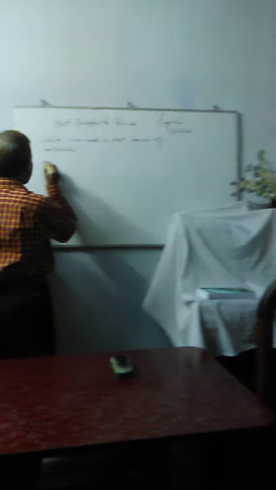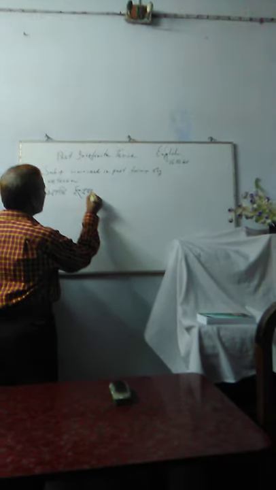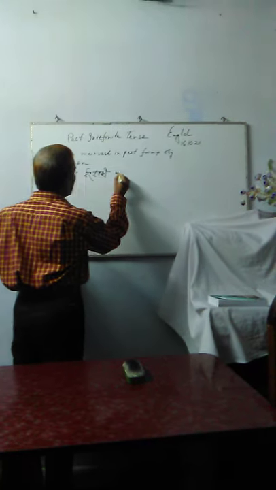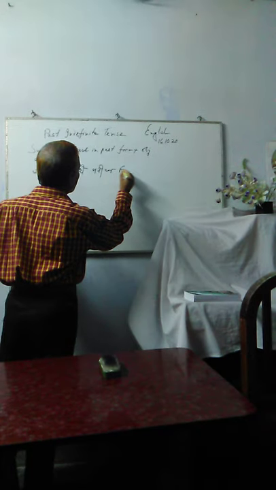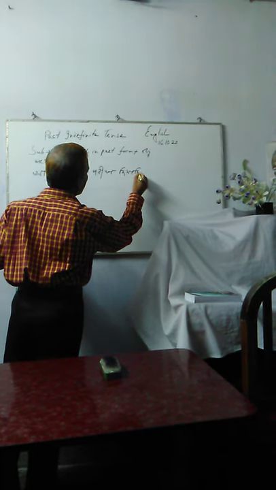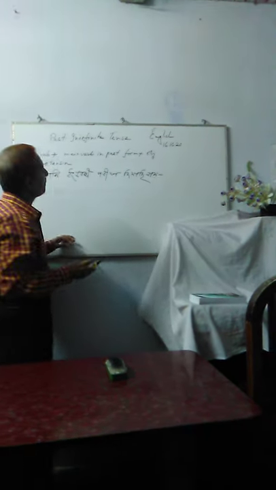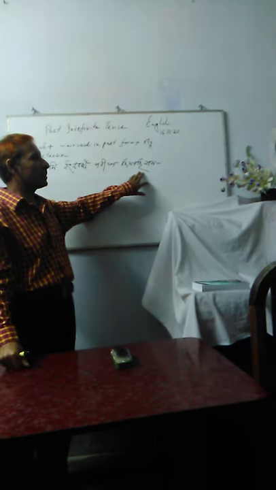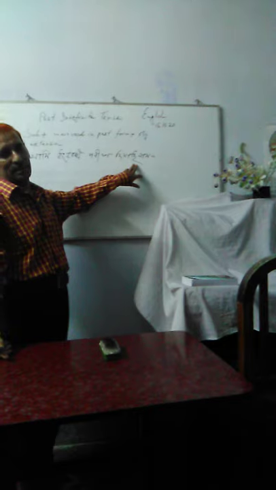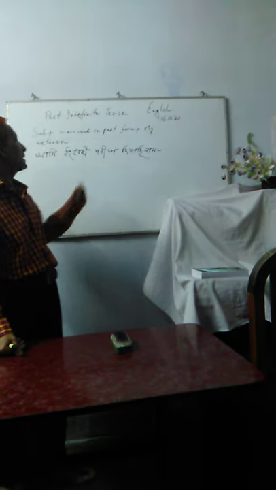Ami ingreji porikha diyechilam. Ami ingreji porikha diyechilam. Ilam, main verb, diyechilam, ilam. Ilam, ilo, ile, ilen is present in the Bengali sentence.